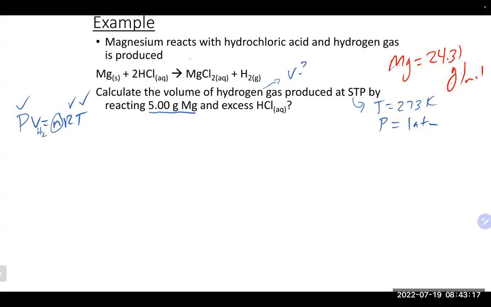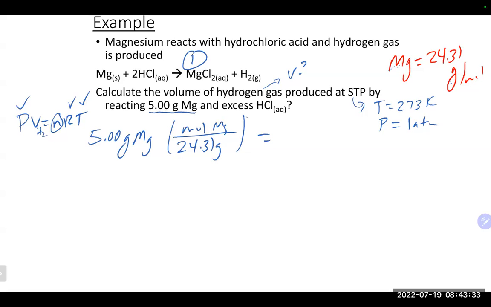In this case, the equation is balanced. So the next thing we're going to do is take what they gave us, which was 5 grams of magnesium, and convert it into moles. We'll use the molar mass of magnesium from the periodic table. That will give us 5 divided by 24.31, which is 0.2057, we'll call it, moles of magnesium.